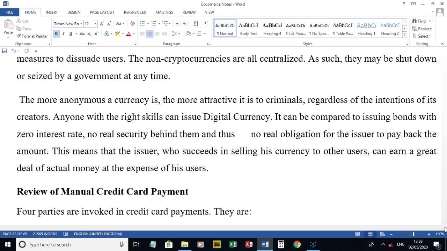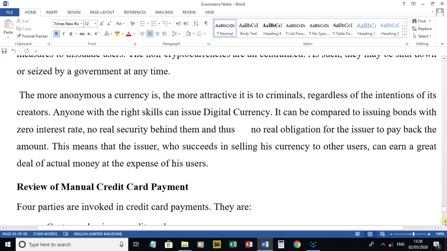This means that the issuer who succeeds in selling his currency to other users can earn a great deal of actual money at the expense of the others. So, it is a money that is very, very tricky to use.